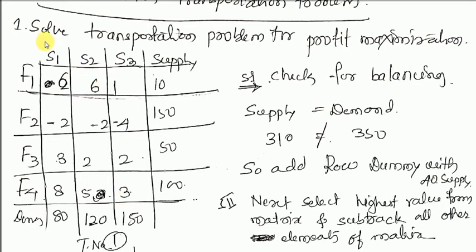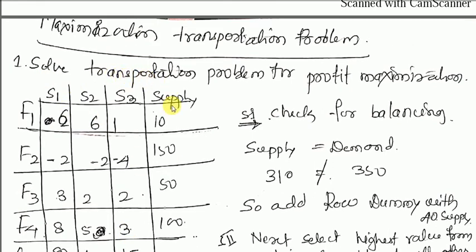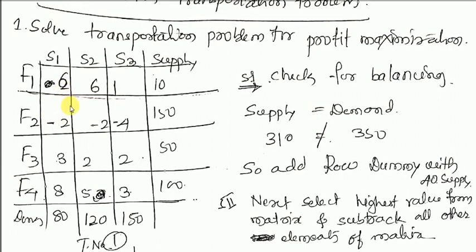In the problem, what they will give: solve the maximization transportation problem. Keep that in mind when you are reading. If it is a maximization transportation problem, you have to select the maximum value from these elements and subtract all the elements from it. Here 8 is the maximum.